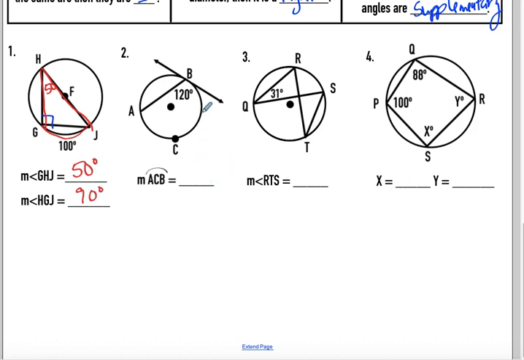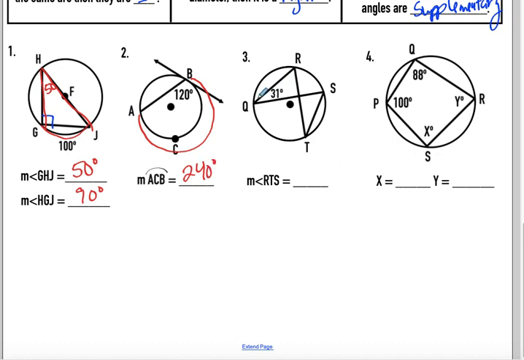Over here, we have this angle marked as 120. The arc that it intercepts would be the arc ACB, which is a major arc, more than half of the circle. That's why they needed 3 letters. And so that arc is double the angle, 240 degrees.